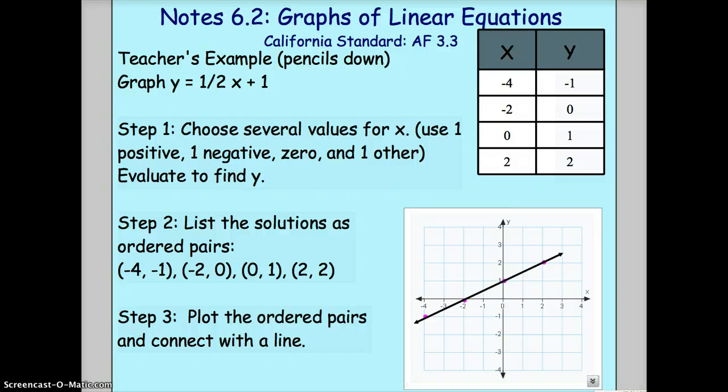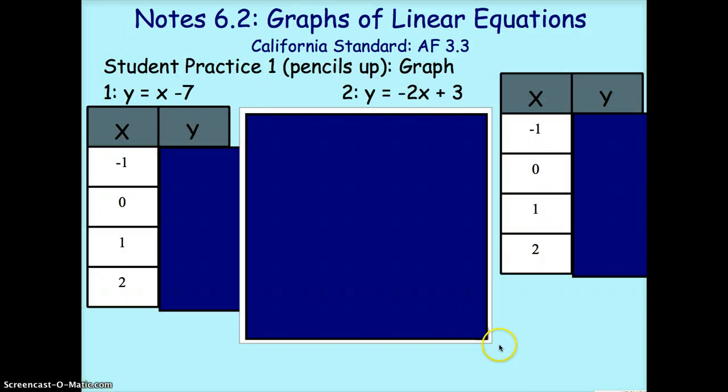Okay, so go ahead and try this out on your own. Student practice 1. Go ahead and choose the x values. Notice I've picked some for you, some nice easy ones that I recommend you use. But of course you can use your own x values. You'll end up with the same answer. Go ahead and press play when you're ready to see your solutions.